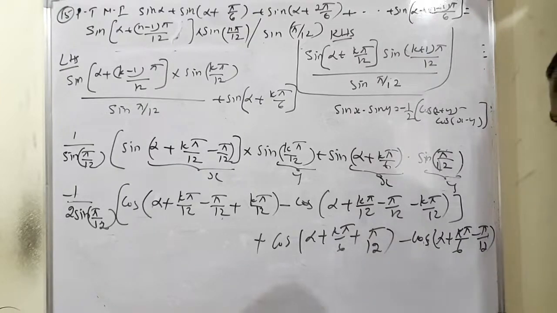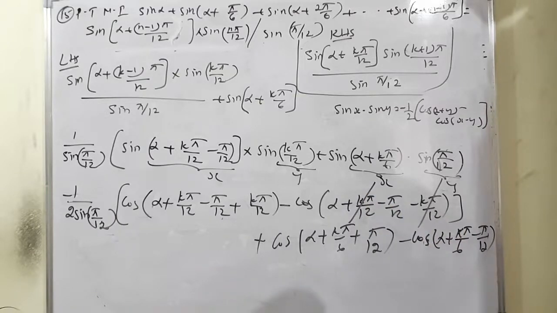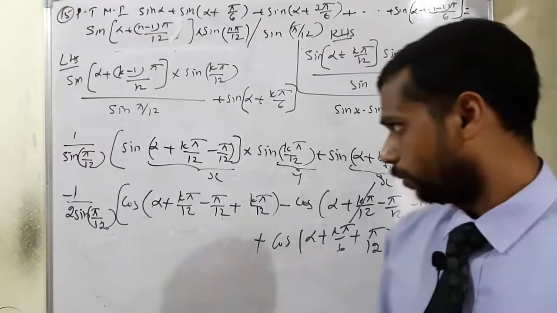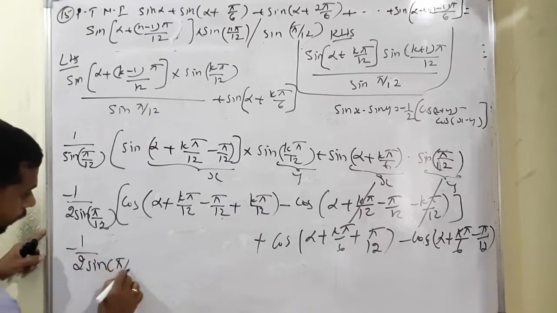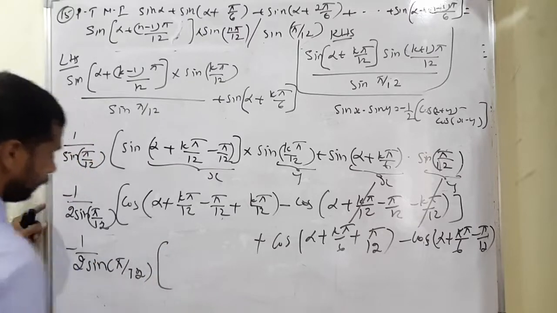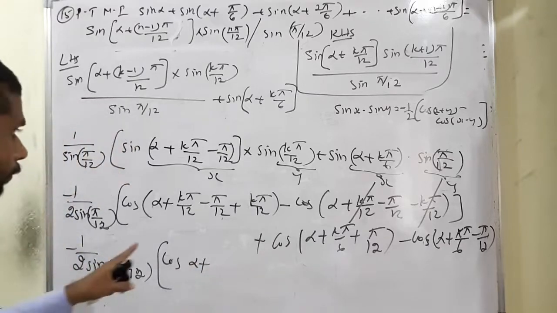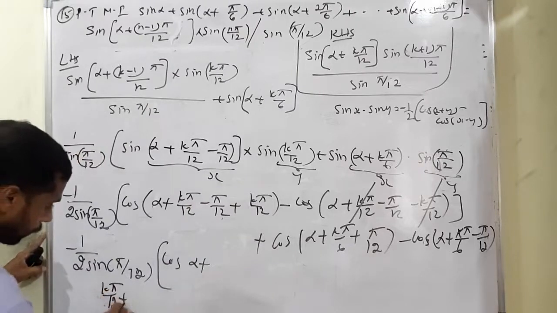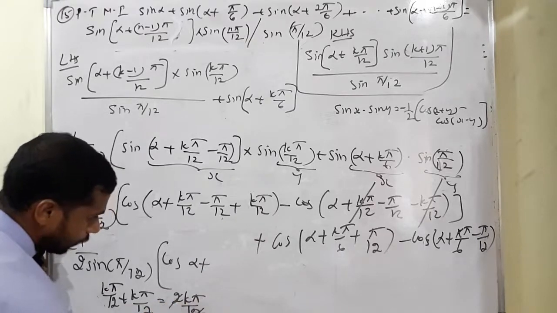Now look there, what are the cancel terms? Second, plus k pi by 12 minus k pi by 12 cancel, then the remaining second term is not possible to simplify because the denominators differ, one is 6, another is 12. First one: minus 1 by 2 sin pi by 12, inside cos of alpha plus k pi by 12 plus k pi by 12. So k pi by 12 plus k pi by 12 means we can say, true, k pi by 12. Therefore 12 and 2 cancel, means 6 times.